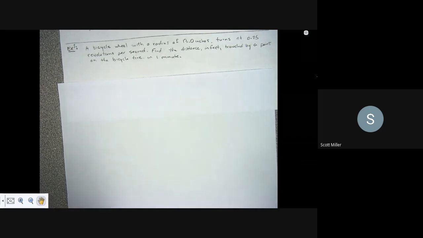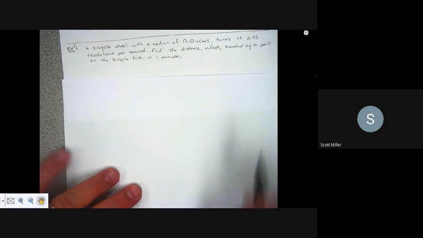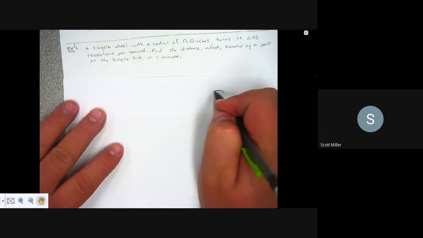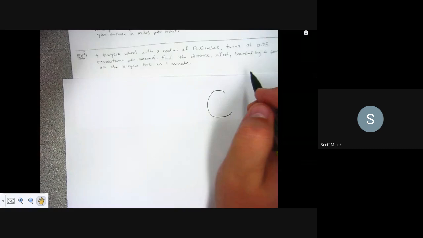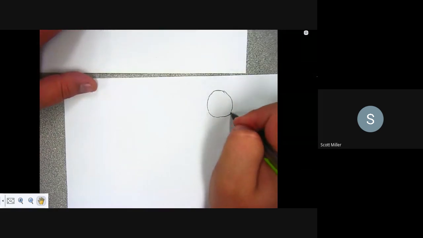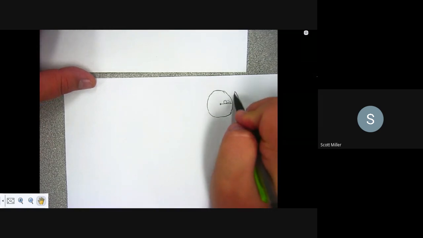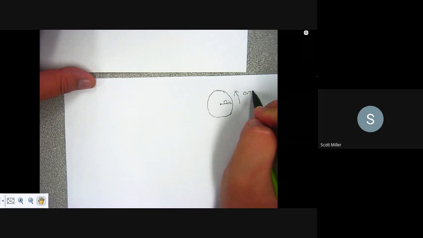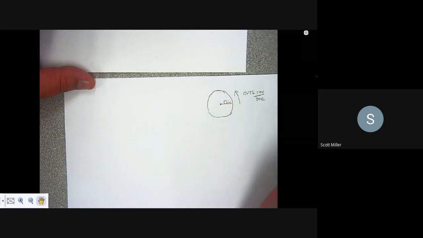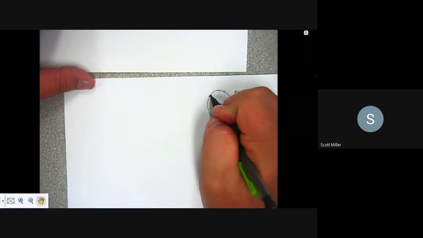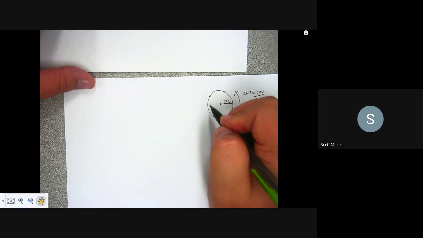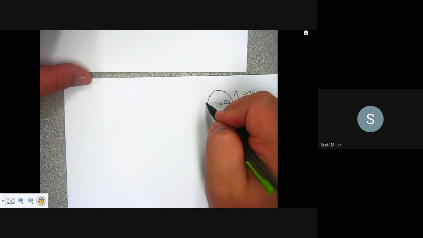Okay, so as always, I recommend drawing a picture and identifying the information you have. So I have a tire. There's the center. It has a radius of 13 inches. It is spinning at 0.75 revolutions per second. That's my spinning speed. There's a point on the edge of this thing, and I want to track how fast it is traveling in a linear sense in 1 minute.